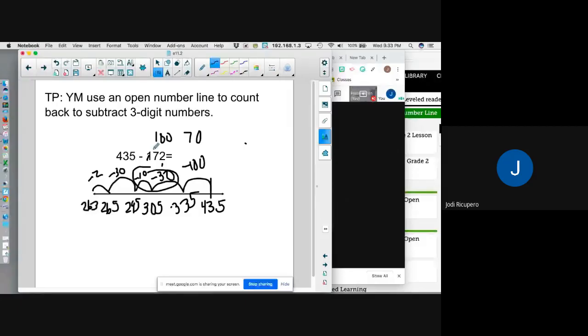First, I'm making sure I subtracted 172. I have 100 plus 30 is 130, plus 10, 140, plus 30, 170, plus another 2 is 172. 263 plus 172, checking my work: 5, 3, 4. I like to check my work by adding it back. You could also check your work by subtracting a different way.